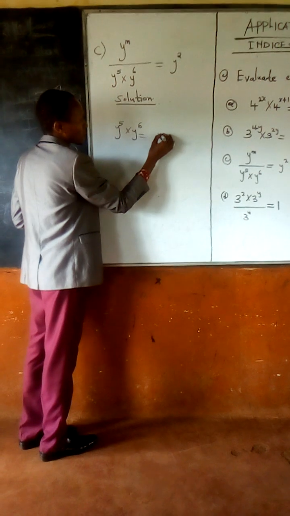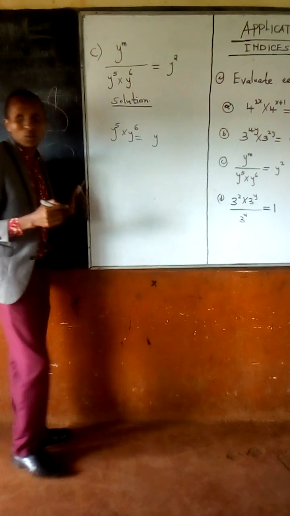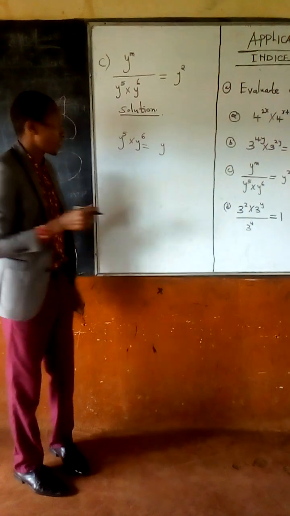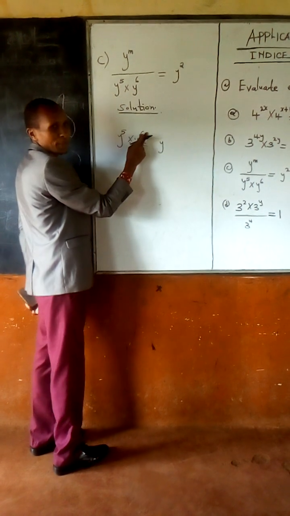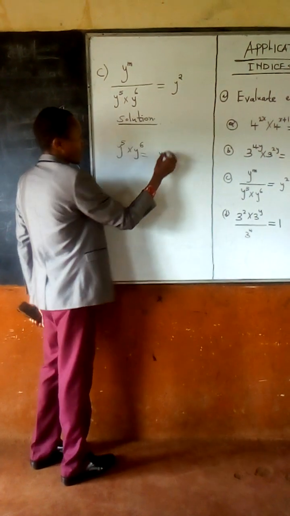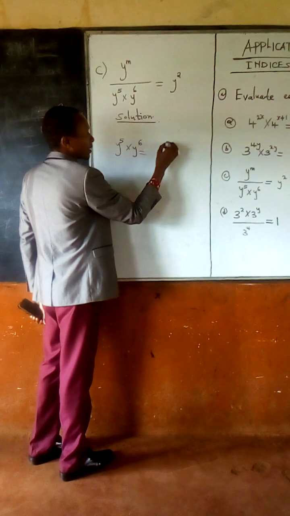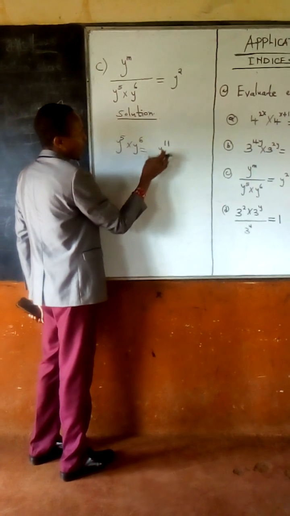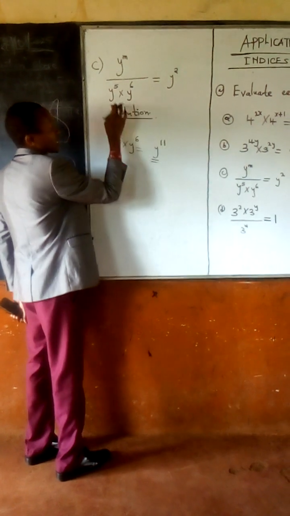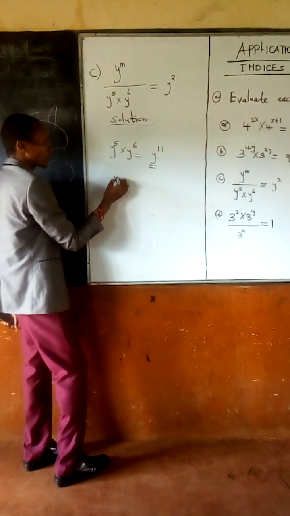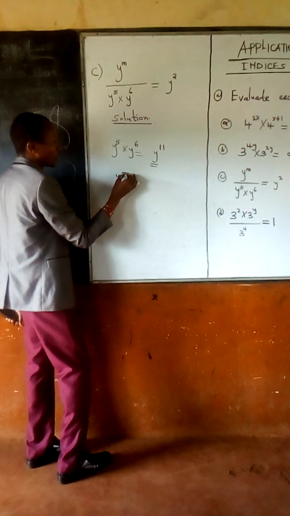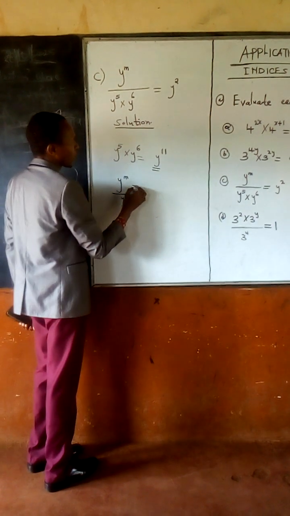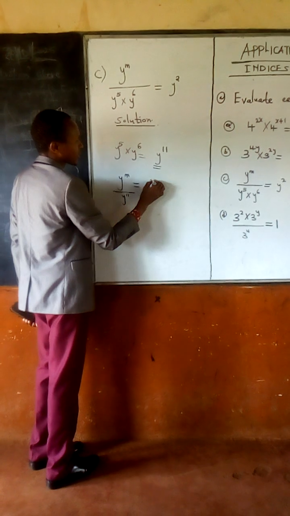So this is the same as y raised to. We say that when it is multiplication, we add the powers. So 5 plus 6 is 11. So it is the same as y raised to 11. Now we have y raised to 11. Let's replace here. So what we have is y raised to m all over y raised to 11 is equals to y squared.